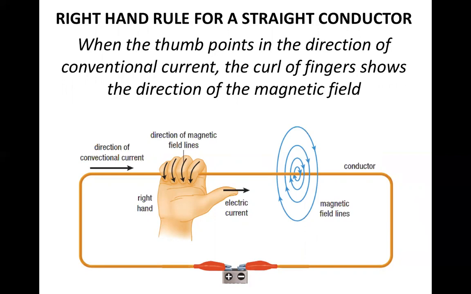So you're going to put down your pencil, take your hand, and form a thumbs-up hand gesture. Then you're always going to point your thumb in the current direction. That's conventional current direction, so positive terminal to negative. And then your curled fingers are going to be the direction of those magnetic field circle lines.